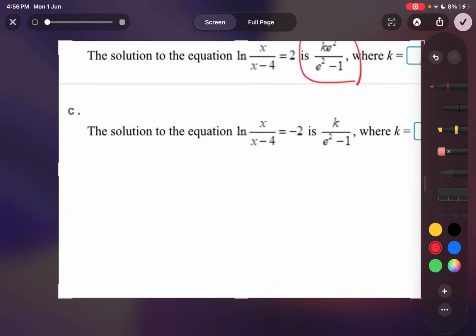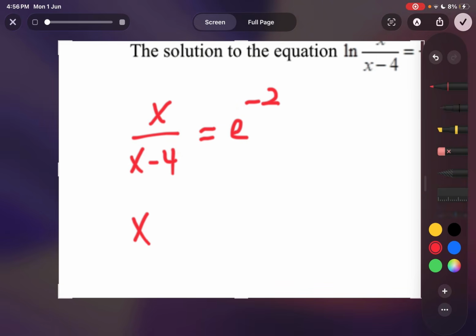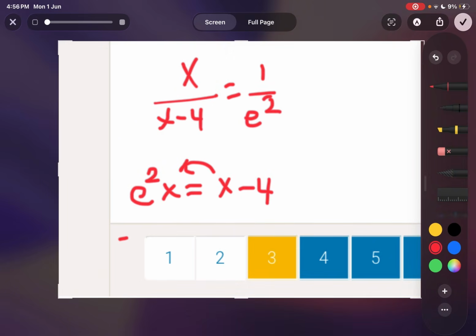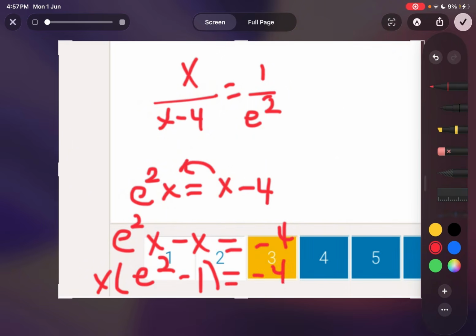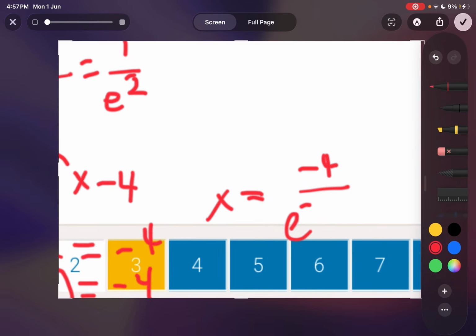And now, moving on to part C, the same thing, but they have it as negative 2. So now it will be x over x minus 4 is equal to e to the power of negative 2. And you know, e to the power of negative 2 is 1 over e squared, because you make it a fraction. You cross multiply and it becomes e squared x is equal to x minus 4. Move the x over so you can take x as a common factor: e squared x minus x is equal to minus 4. Take x as a factor, so x times e squared minus 1 is equal to negative 4. Divide by e squared minus 1, so x will become equal to minus 4 over e squared minus 1.